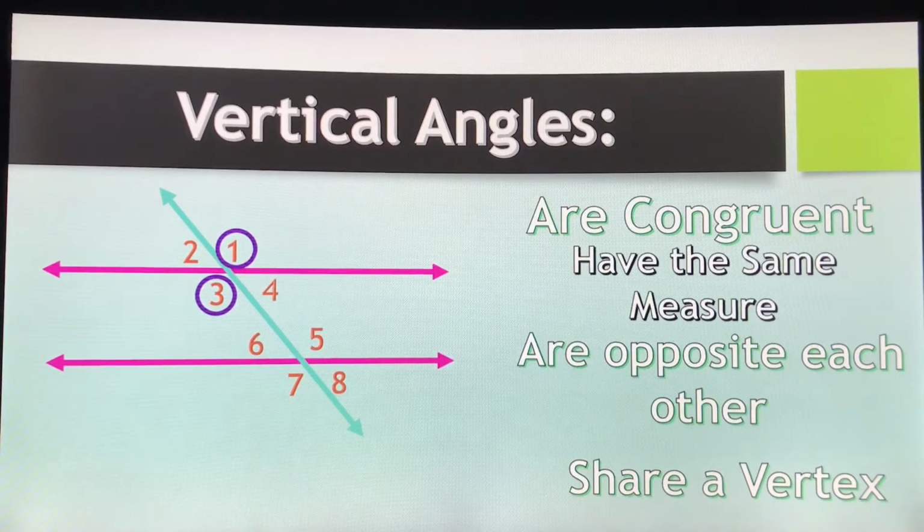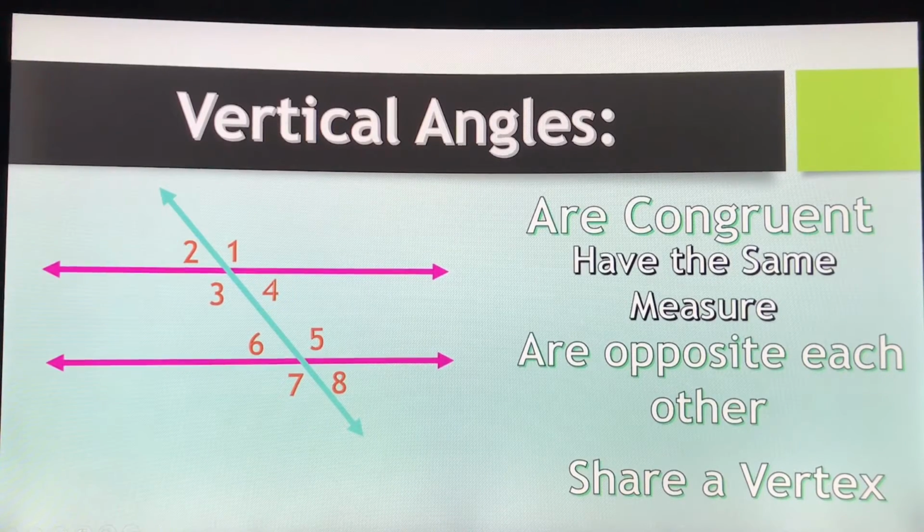Well, when we have this transversal cutting two parallel lines, that's not our only pair. So angle 2, what would be vertical to angle 2 and be equal to it? That's right, angle 4. You see how I keep changing my colors? If you did this in your notes, you'd be able to see the different relationships. So these two angles have the same measure.